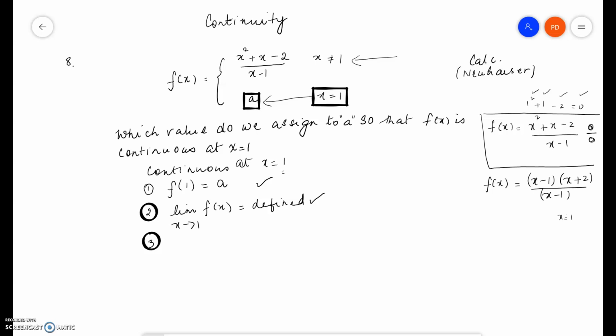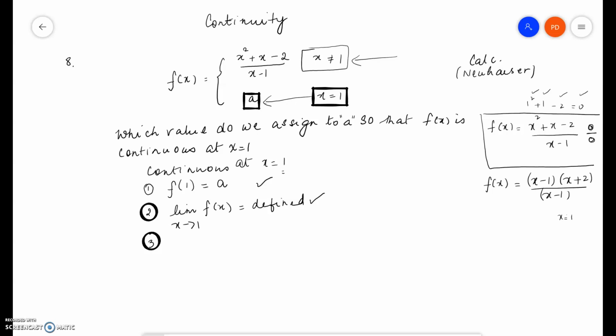Let's look at this function. f(x) is (x squared plus x minus 2) divided by (x minus 1) when x is not equal to 1, and it's equal to a when x is equal to 1. We don't know what a is, but we're going to figure that out soon. So the question says, which value do we assign to a so that the function f(x) is continuous at x equals 1?